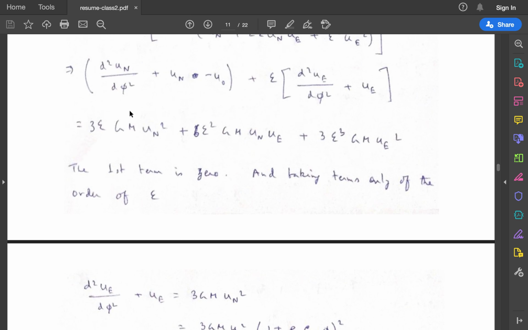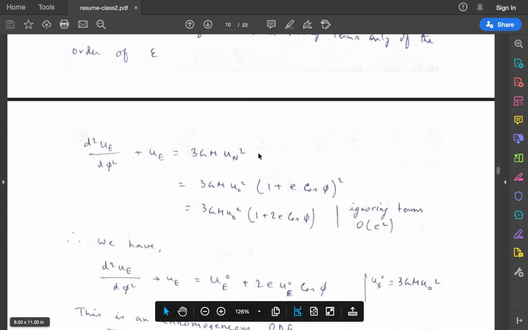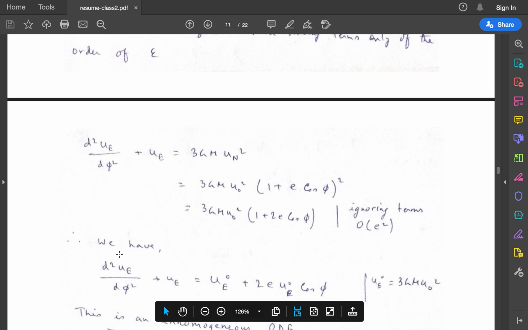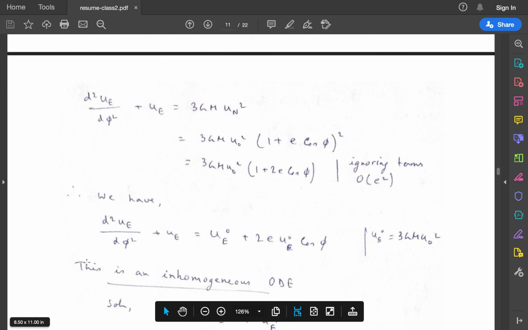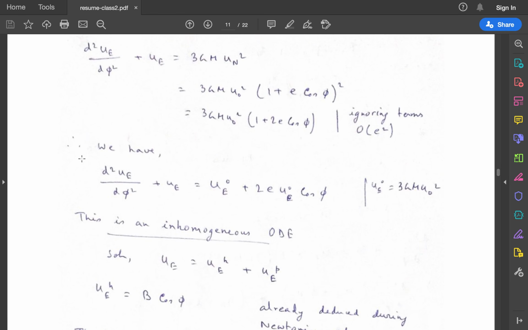We have these 3 terms, and if I write this 3 term in terms of u0 plus our known solutions, this will become d²u/dφ² plus u equal to 3g u0² (1 + 2ε cos θ). And therefore we have this total equation.